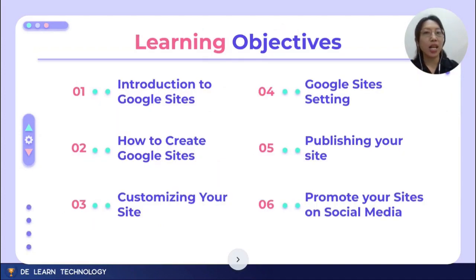So let's look at the learning objective of today's topic. First, I will introduce you to Google Sites, and next we will do hands-on on how to create Google Sites and how to customize our Google Sites. And next, I will show you some of the Google Sites settings, and last, we will publish our Google Sites on the internet. Of course, I will share with you some tips on how to promote your site on social media. So, are you ready for our class today?